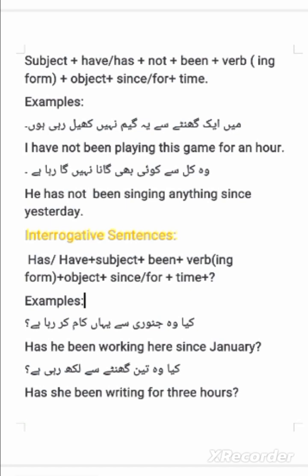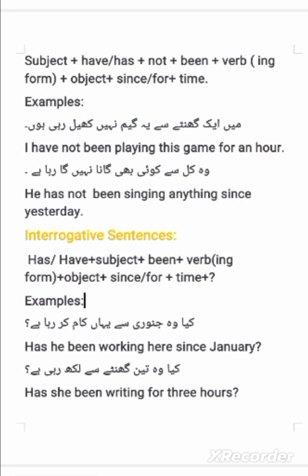He has not been singing anything since yesterday, right? So we also use yesterday there, and this is also talking about the past, right? The yesterday will be about the past, so that's why I already explained that since is also used for the past time, means the time which we can say has passed away.